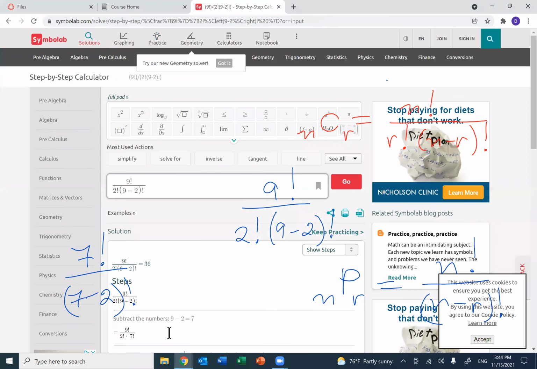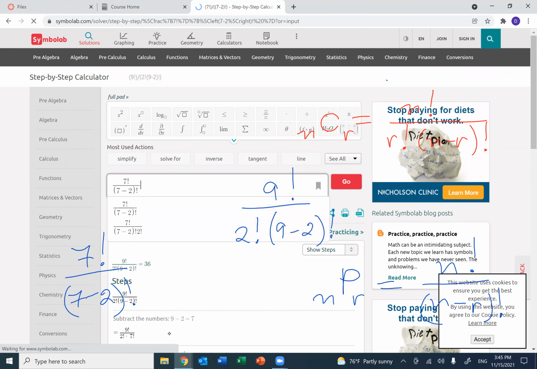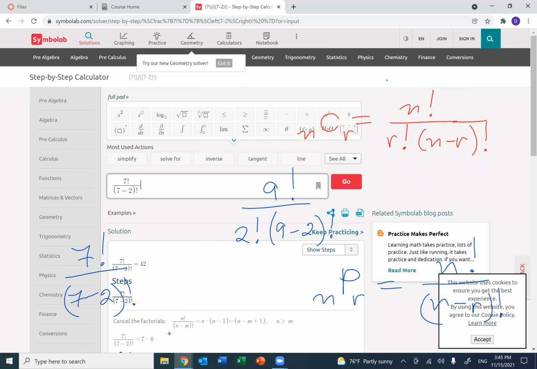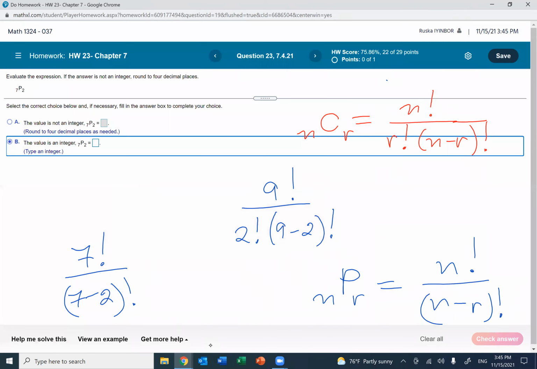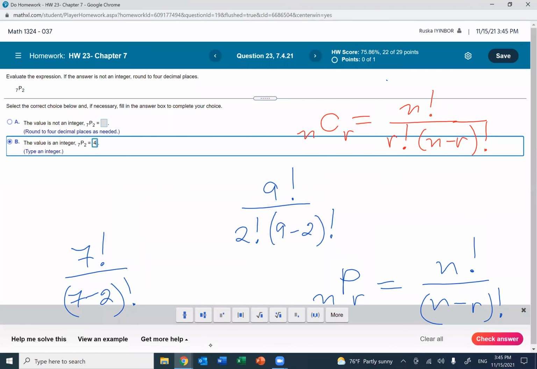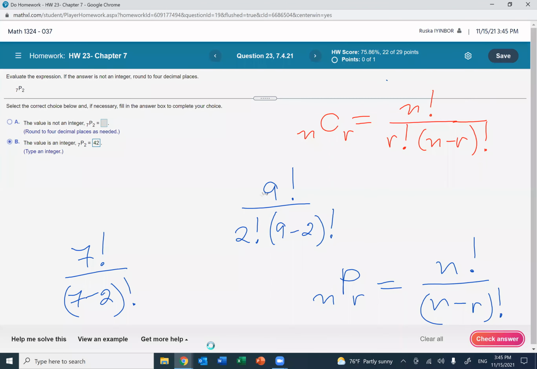So let's put it in. I have 7 factorial. I'm just changing the numbers. I don't have this in the bottom, and I have 7 minus 2. So when it's permutation, you don't have that in the bottom, and that's what you get. And the answer is 42. So we get 42 here. Okay, and that's the correct answer.